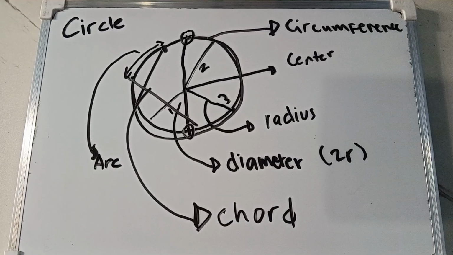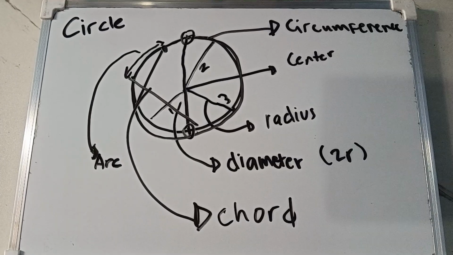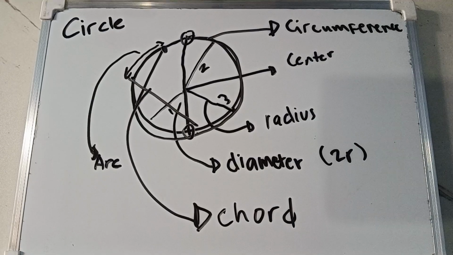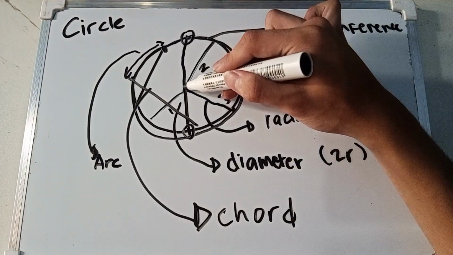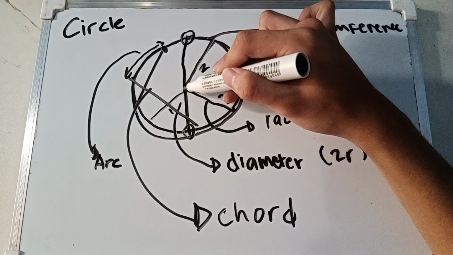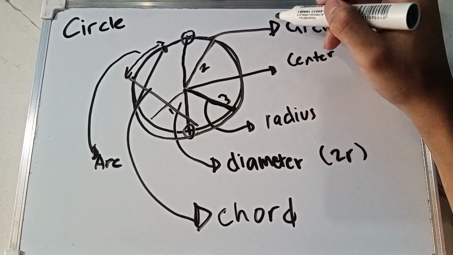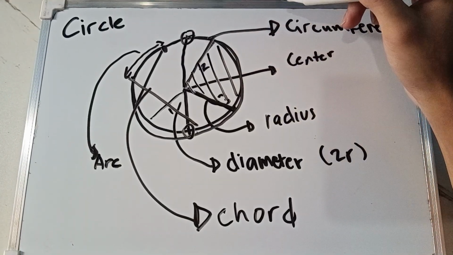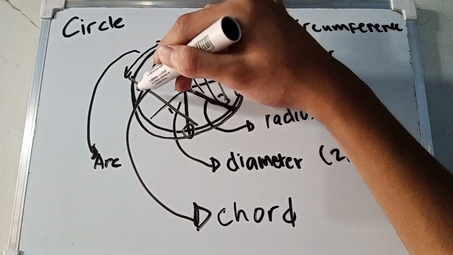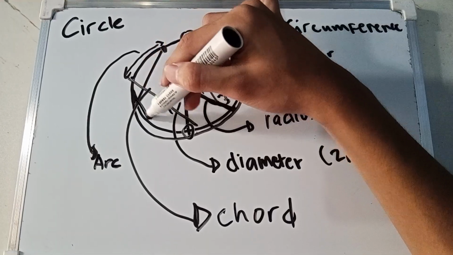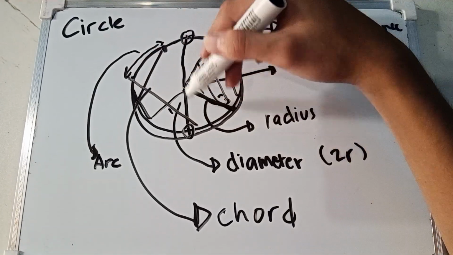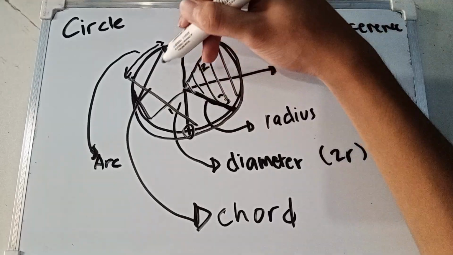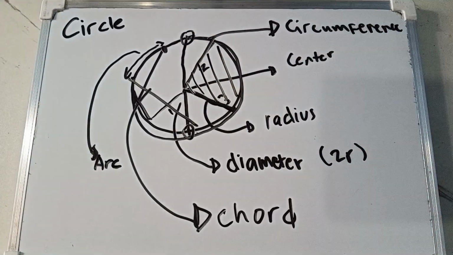Now a sector is a region bounded by 2 radii. Let's say this is the first radius and this is the second radius. Now the area between them is the sector. You can also say that this is a sector since it is in between the 2 radii.